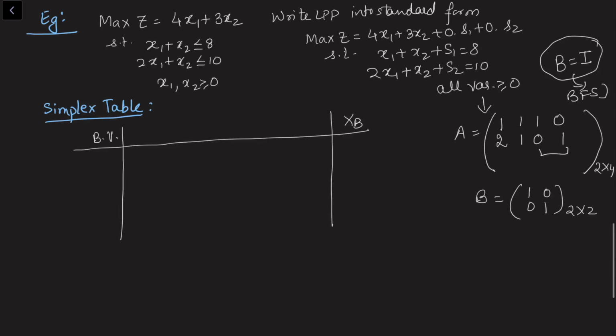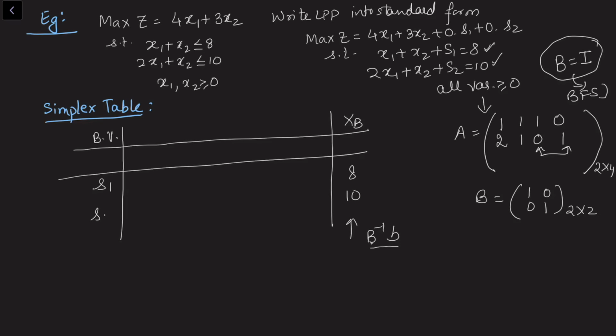If this identity matrix is available, we can easily construct the first simplex table. We have seen that this XB column is always B inverse multiplied by the right hand side. Since B is an identity matrix, it is straight away the right hand side, 8 and 10, and hence 8 and 10 will come here. In the initial basis matrix, I have to take s1 and s2 as basic variables, because this is what I have selected as the basis matrix, and it corresponds to the variables s1 and s2, obviously. Here I have written all the decision variables.